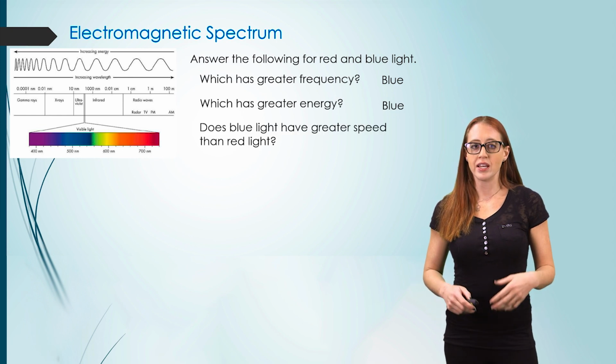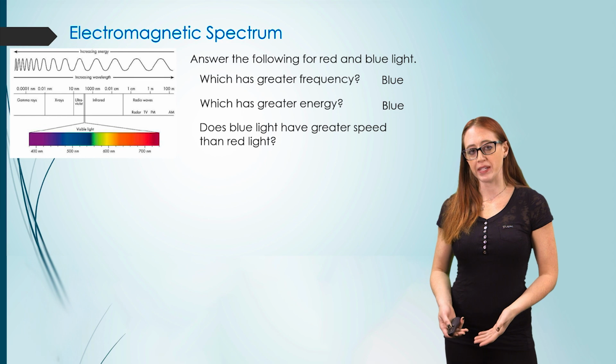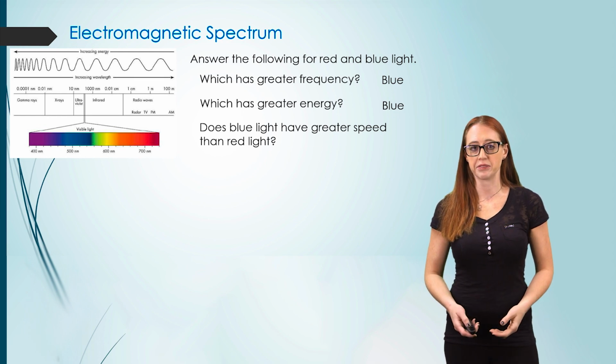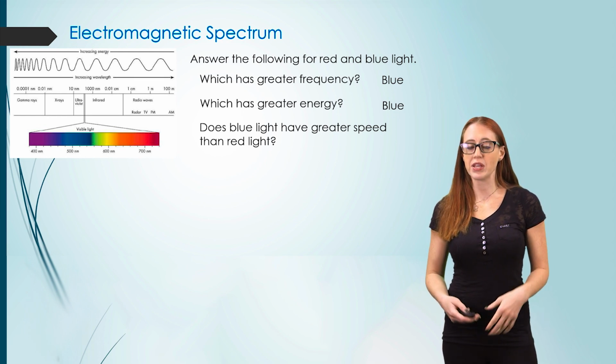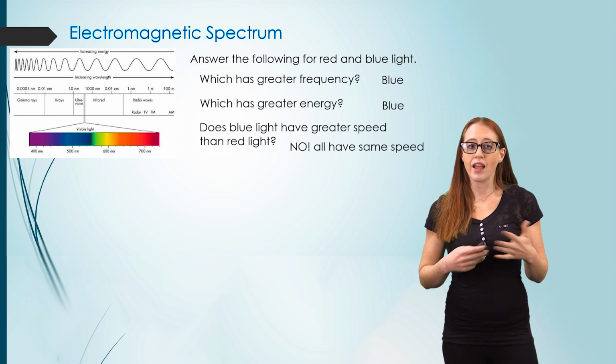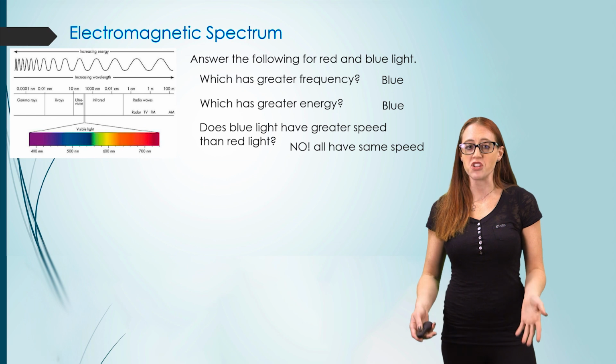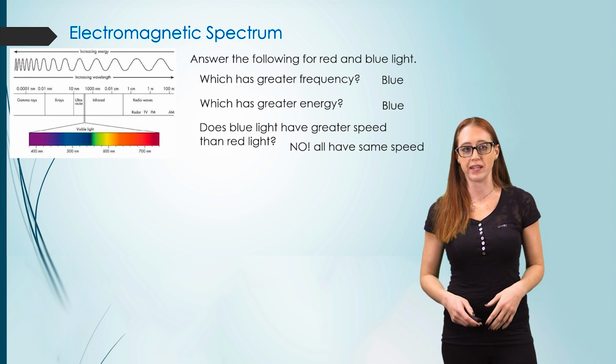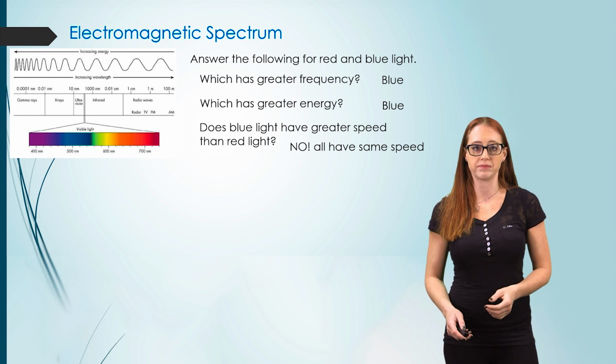One more. Now, does blue light have a greater speed than red light? We've said that it has a higher frequency and higher energy. So how does that relate to its speed? And no, most certainly not. It's all light, and so it's all going to have the same speed, and that's c, or the speed of light.